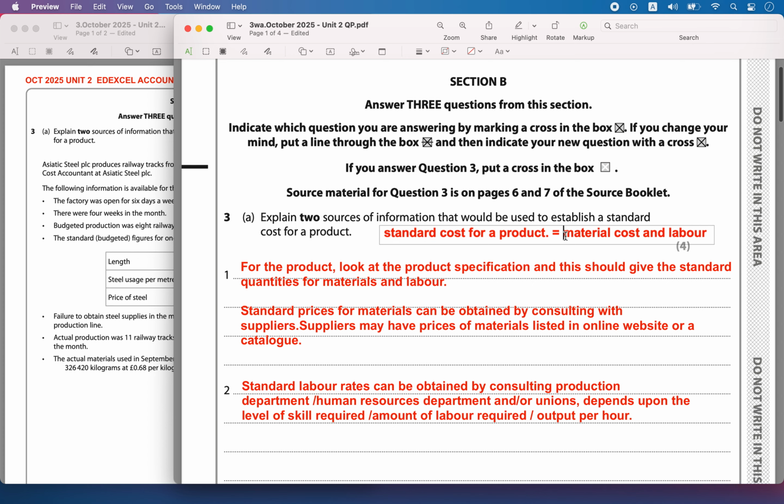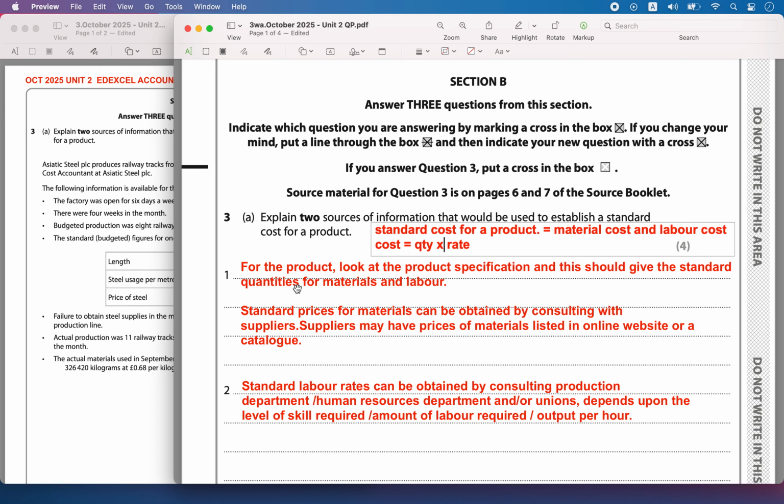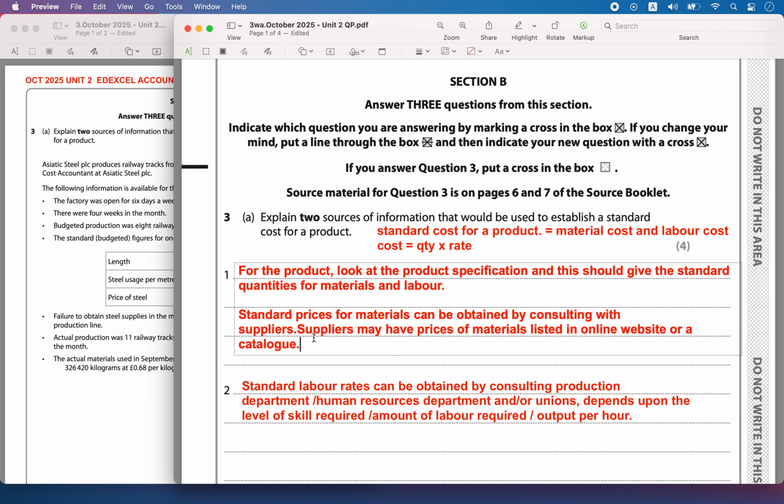For example, the standard cost consists of material cost and labor cost, right? So how can you establish that cost? Cost is nothing but the quantity times the rate or the price. So for the standard quantity, you will look at the product specification, and I will be able to understand what is the material and the labor quantity required.